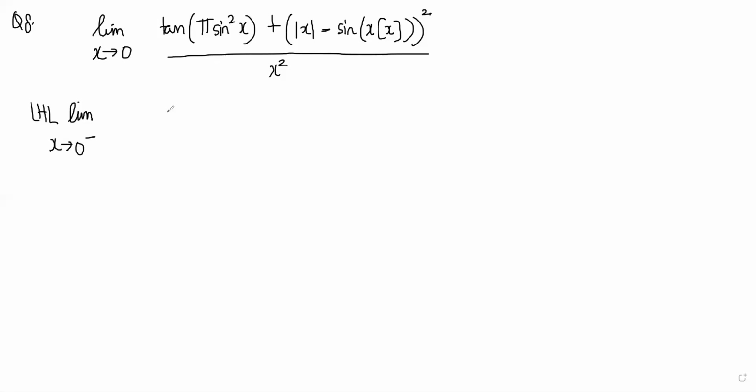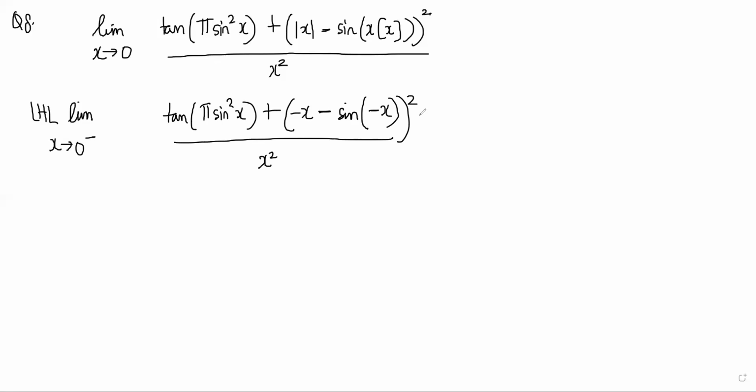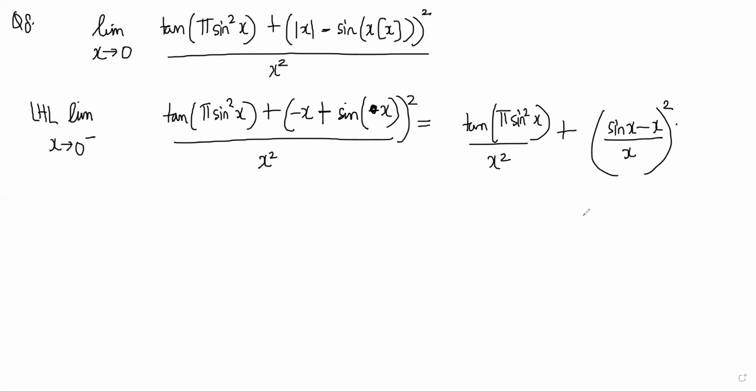What are you getting when you do 0 minus? Should come out like this. Minus x minus sine x into gif will be minus 1, right? Yeah. So this is what is coming, whole square by x square. So this becomes plus sine x. So sine x minus x. So tan pi sine square x by x square plus sine x minus x by x whole square, right?